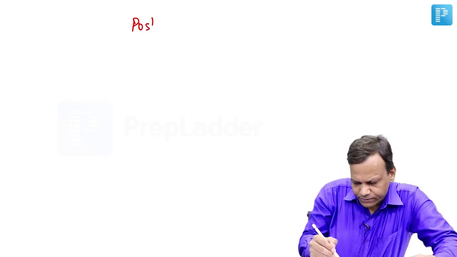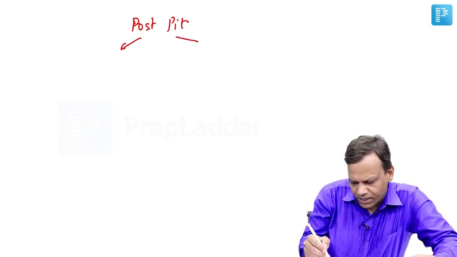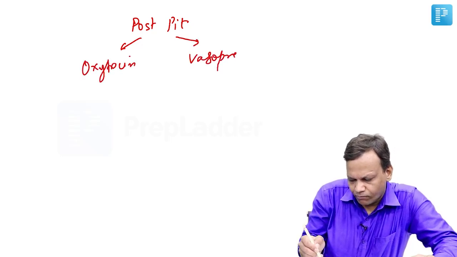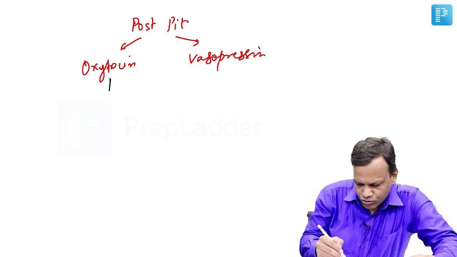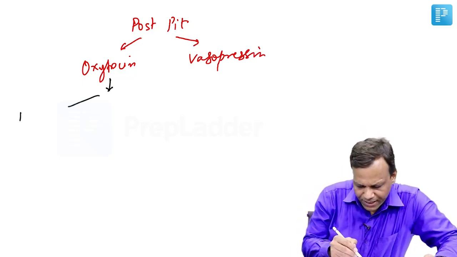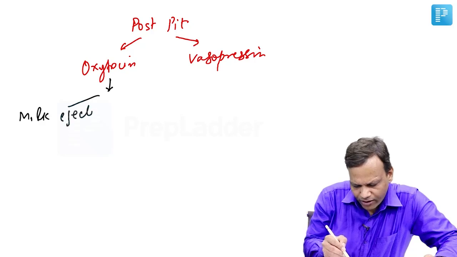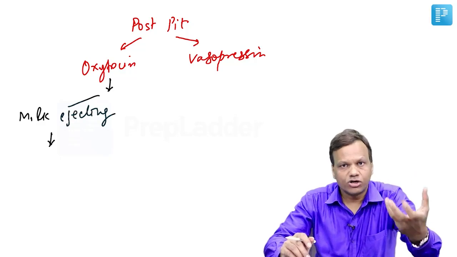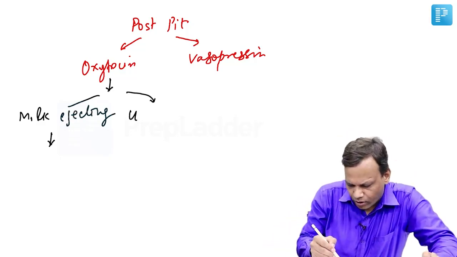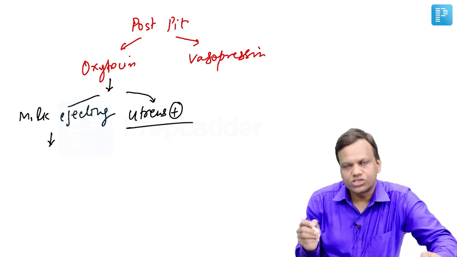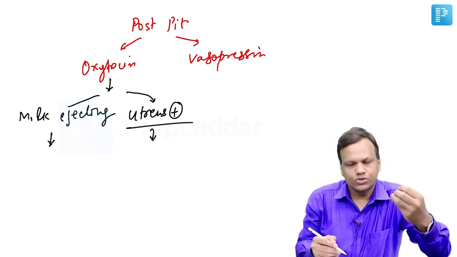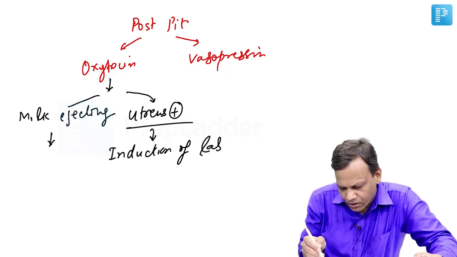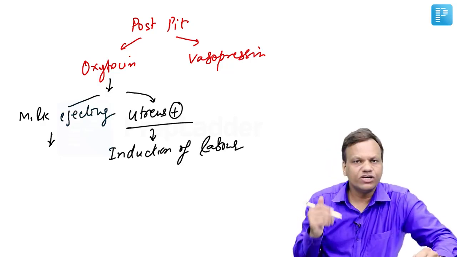Now the posterior pituitary, it secretes two main hormones, that is oxytocin and vasopressin. Oxytocin has two important uses. One, it is a milk ejecting hormone. So it can be used when we want to eject the milk, as in case of breast engorgement. And second, it is uterotonic, it stimulates the uterus. With this action, it is used as drug of choice for induction of labor. So whenever we want to improve labor pains, we want to increase contractility, we use oxytocin.